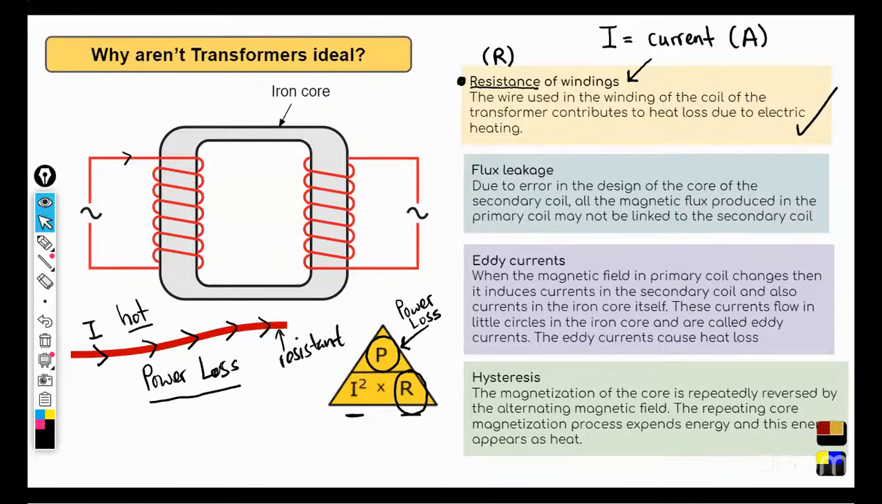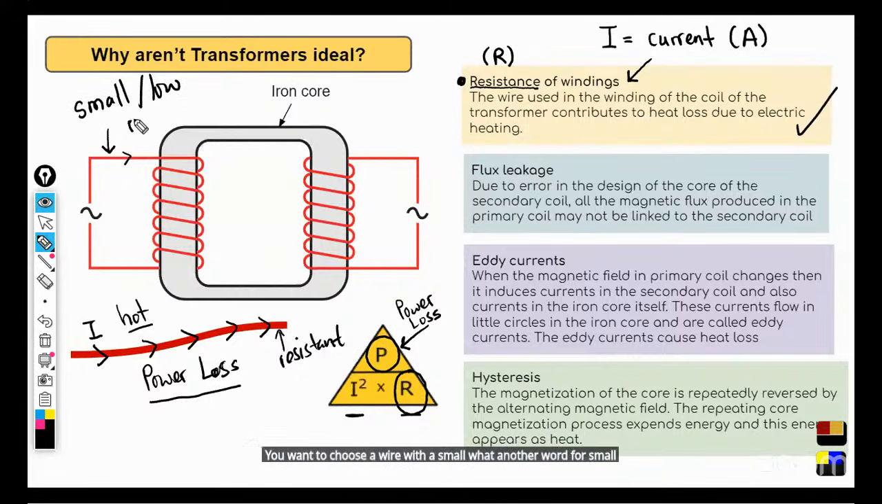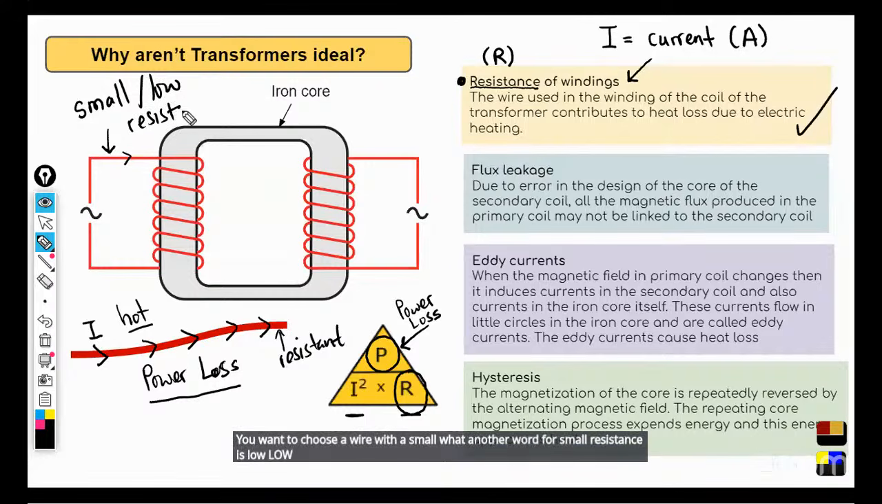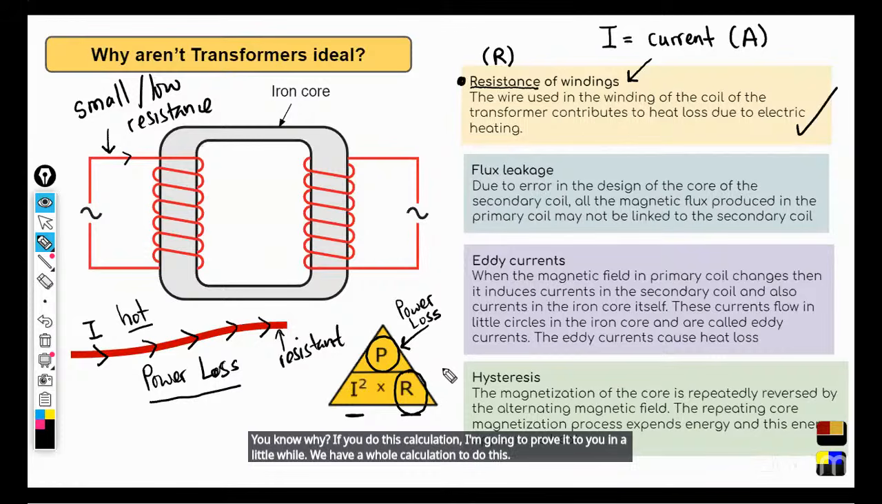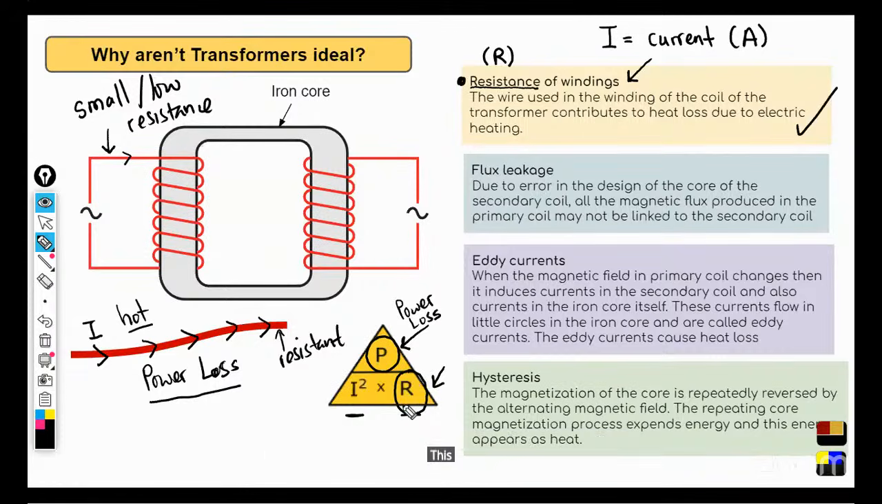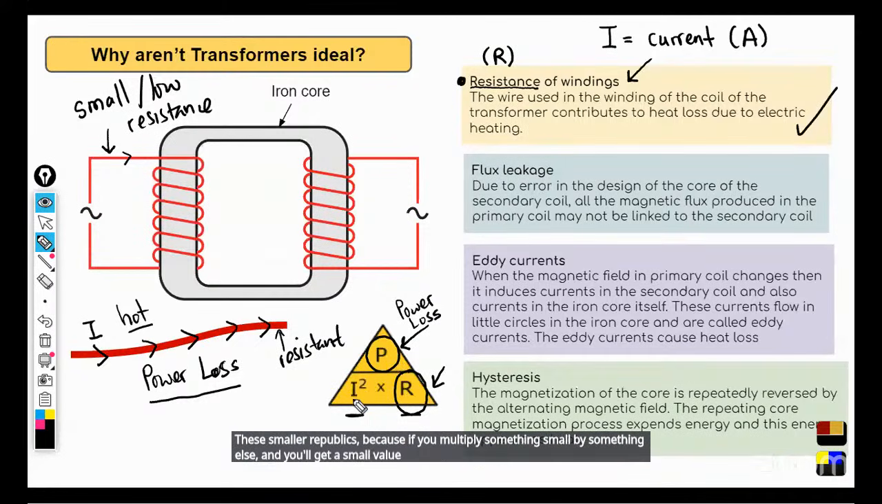All right, I'm going to give you the answer. I know some people are not too sure. You want to choose a wire with a small, well, another word for small resistance is low resistance. You know why? I'm going to prove it to you in a little while with a whole calculation. The smaller the R value, the smaller the power loss. Because if you multiply something small by something else, you'll get a small value, because power is current squared multiplied by resistance.